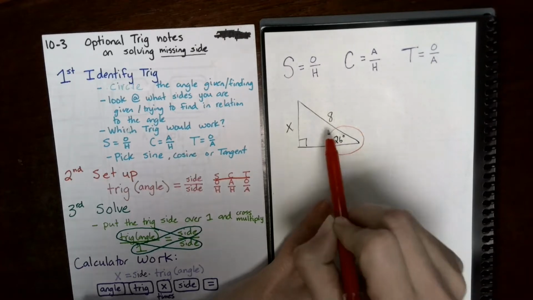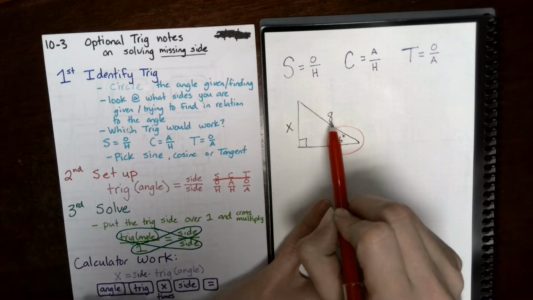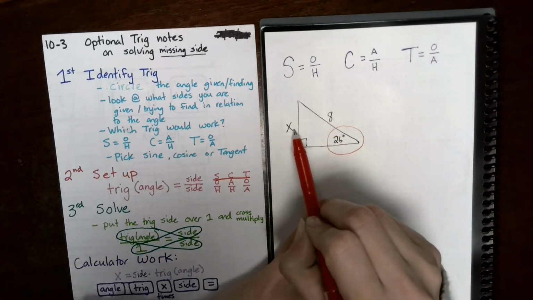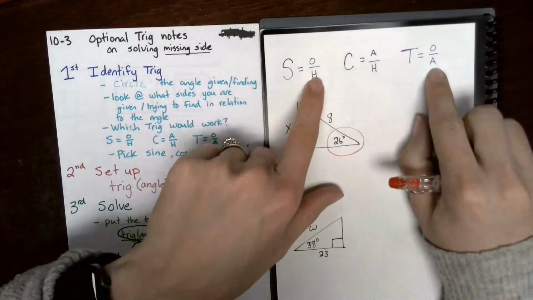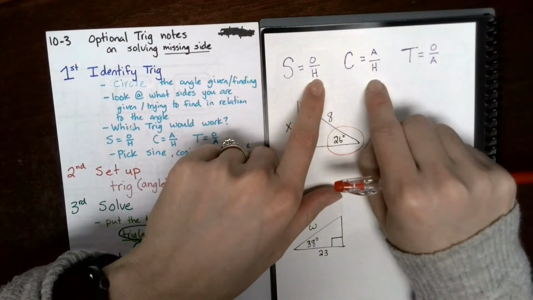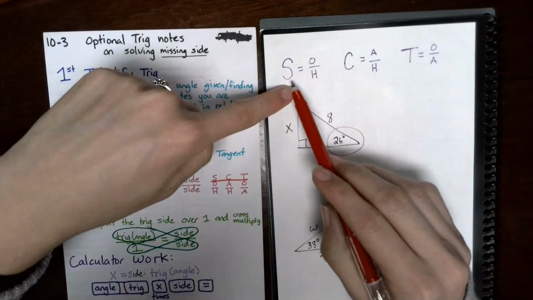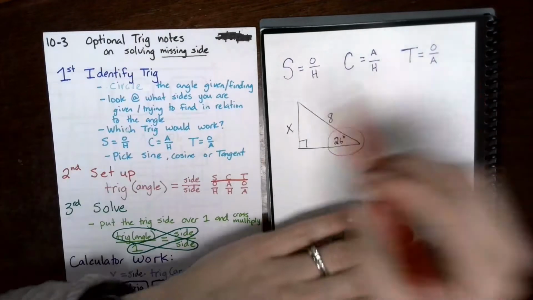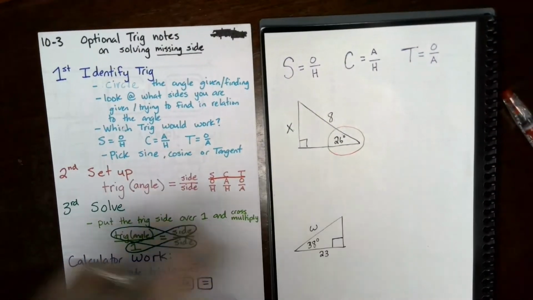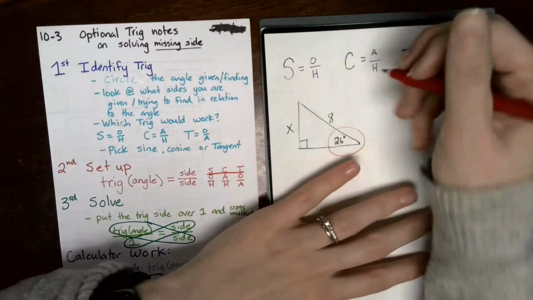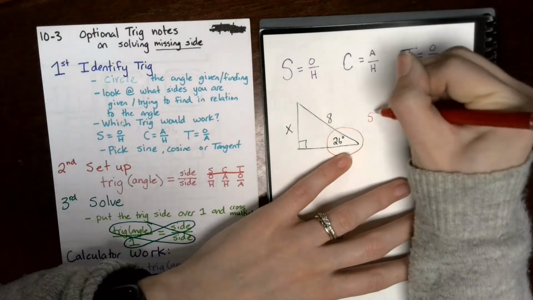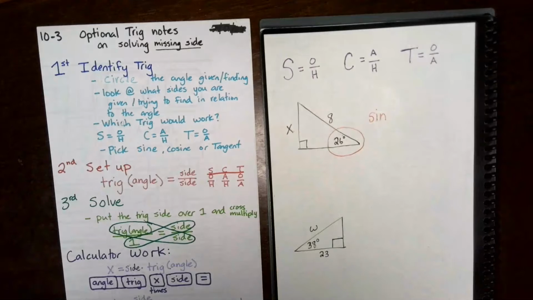So I'm looking at which one has a hypotenuse, and I want to find the opposite. Well, with opposite, I'm between these two, and with hypotenuse, I'm between these two. So since sine has opposite and hypotenuse, I want to use sine. So I picked sine, cosine, or tangent. So I picked sine. So that's the first step. So then we write it down.